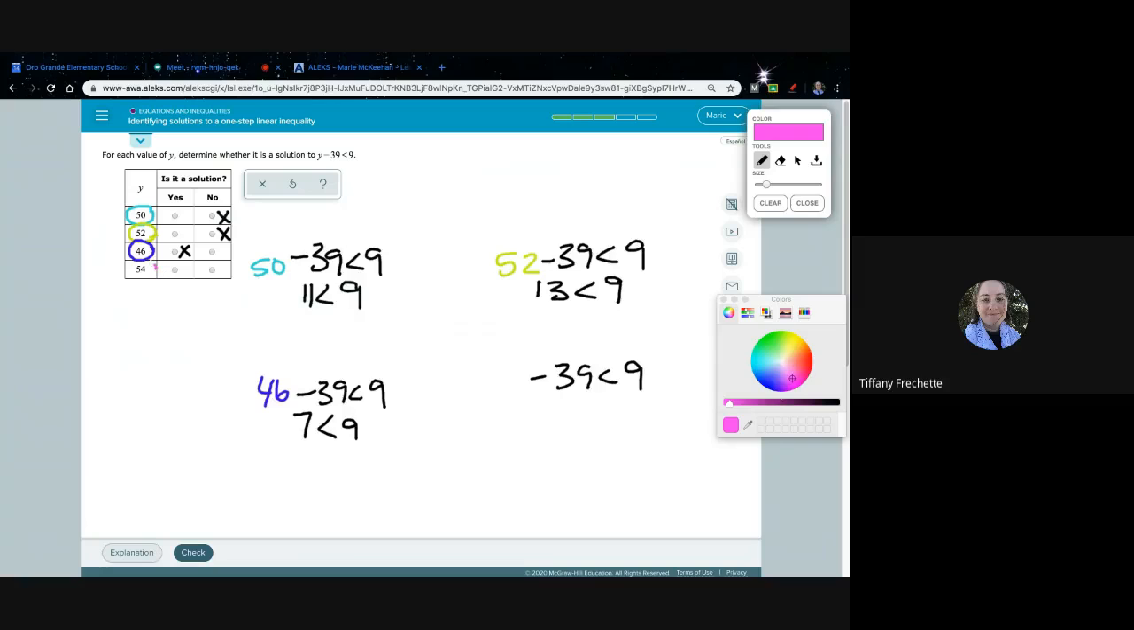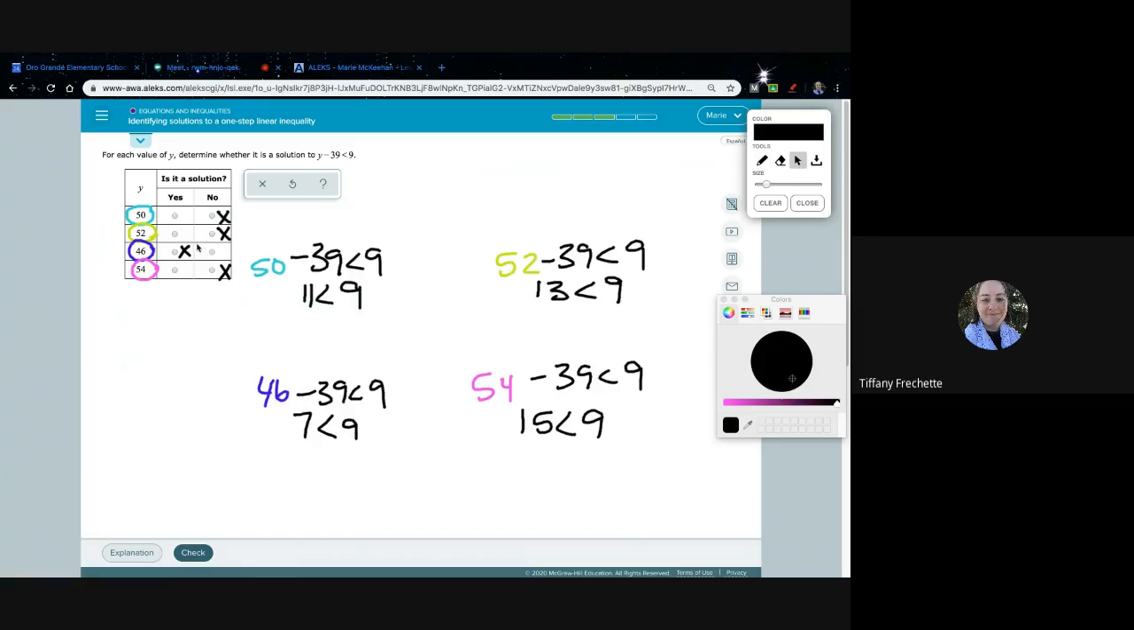And let's do one more here. So we have 54 minus 39. So 54 minus 39, we're going to get 15 is less than 9. Well, that's not true again. 15 is greater than 9, not less than 9. So in this one, we have a lot of no's.